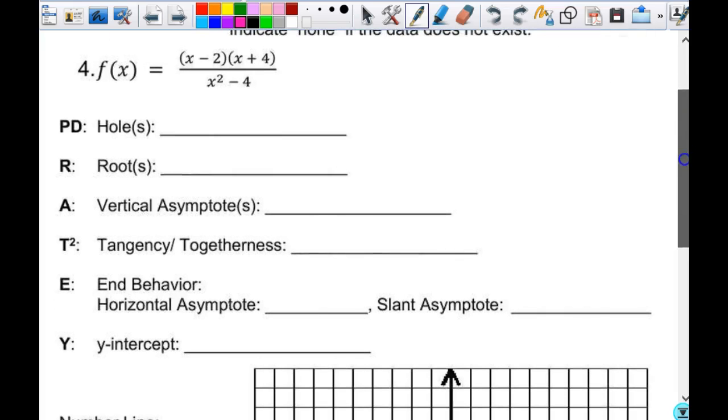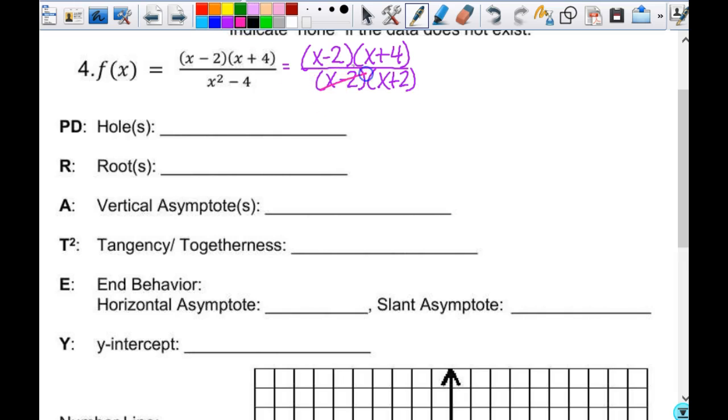Alrighty, here is number 4. So the first thing I look for is, well, I factor first. So I've got x minus 2 over x plus 4 over x minus 2 times x plus 2. So I do have a common factor here.